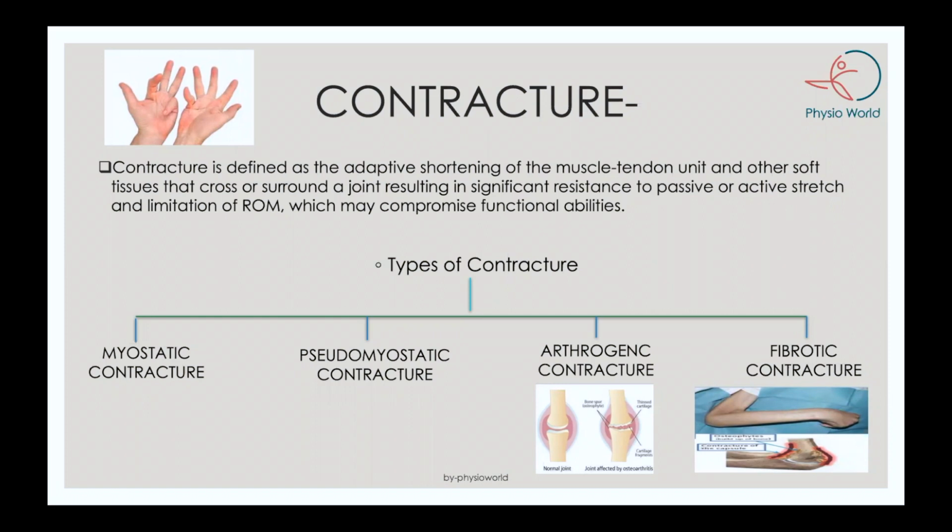Now, as we said in our previous video, range of motion is defined as the movement of a joint measured in degrees. We have four types of contractures. We have myostatic, pseudomyostatic, arthrogenic and fibrotic contracture.